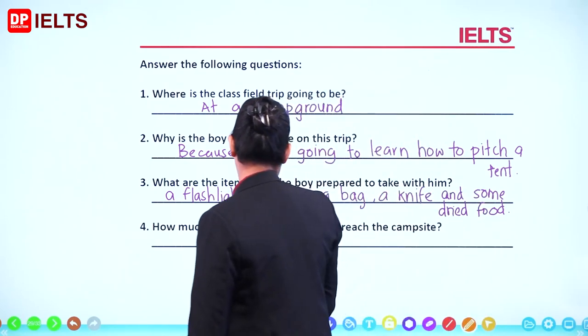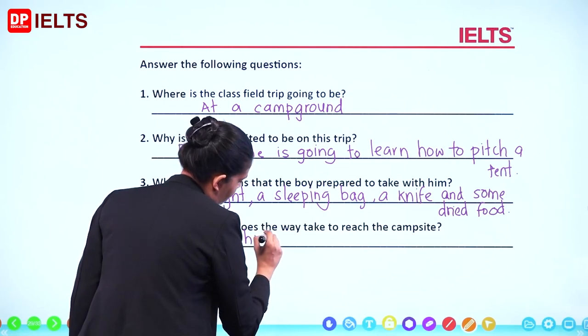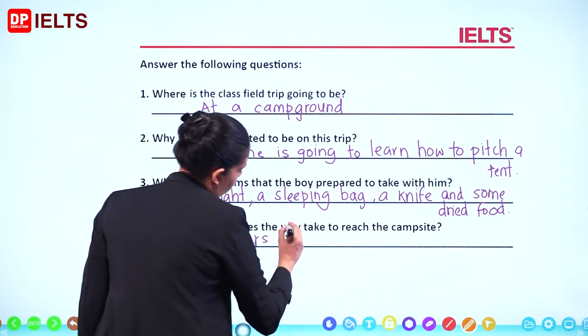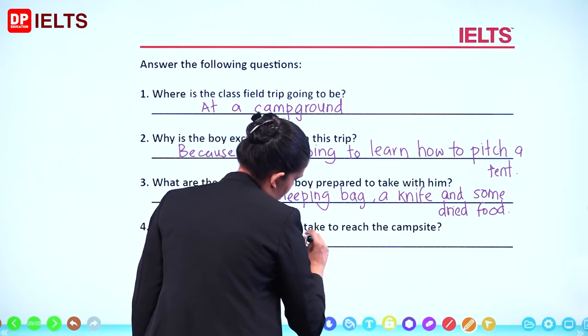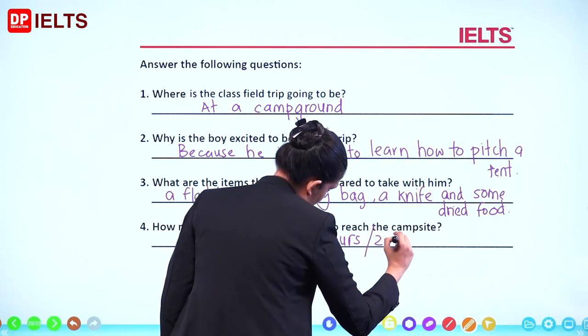How much time does the way take to reach the campsite? 2 hours. If they leave at eight, they reach there in 2 hours, or you can say 2 hours.